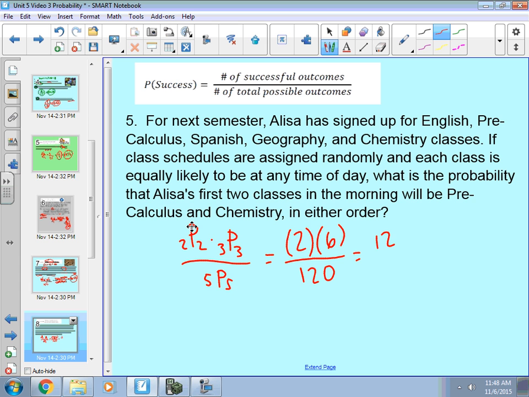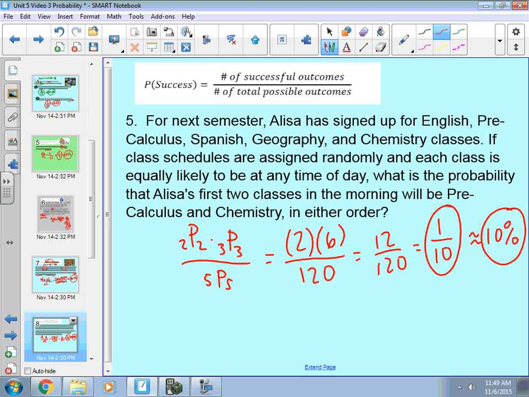So we end up getting 12 over 120. That simplifies to 1 out of 10. There's a 1 out of 10 chance her schedule has calc and chemistry in some order at the beginning. That's also the same as 10%.